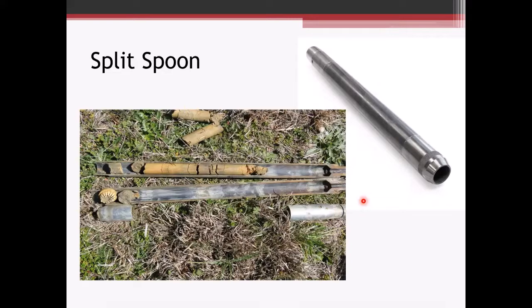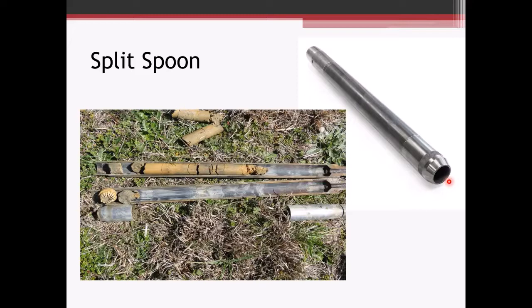The split spoon sampler. This is the mainstay in geotechnical engineering. It goes along with the soil borings. So the split spoon sampler is a 2 foot long sampler. It's got a 2-inch outside diameter. The inside diameter is 1 3/8 inches. So in coarse gravel materials, the amount of gravel particles is not going to be representative using this sampling method.